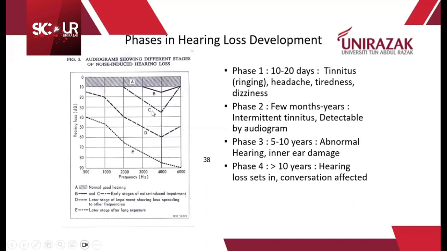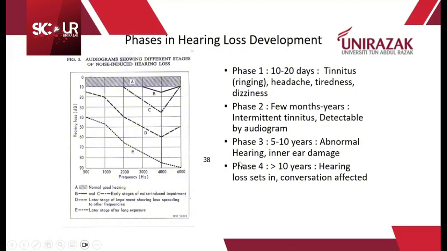Dia contoh C ni early stage. 500 Hz dengar, 1000 Hz dengar, 2000 Hz dengar, 4000 Hz tak dengar. So kena tambah dia punya dB baru dia dengar. And then okay balik. So pada frekuensi 4000 dia tak dengar, tapi pada 6000 Hz dia dengar. So pada certain frekuensi saja dia tak dengar, tapi lama kelamaan kalau expose dia langsung tak dengar lah.